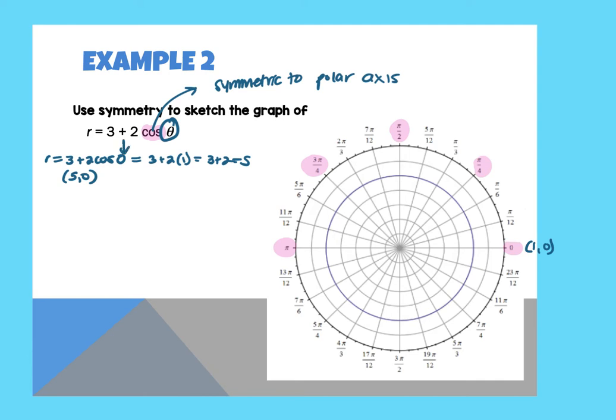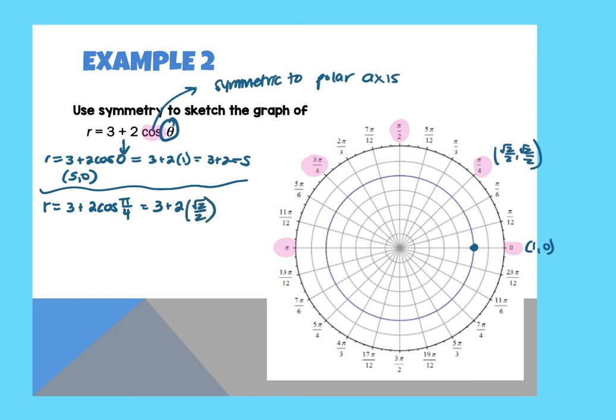I plugged 0 in here, so that was my first angle. So now 5, 0 is here. Now I'm going to go to the next angle. R equals 3 plus 2 cosine pi over 4. The cosine here is root 2 over 2, and the 2 cancels. I'd get 3 plus root 2, which we're going to approximate with root 2 as 1.4, and this becomes 4.4.